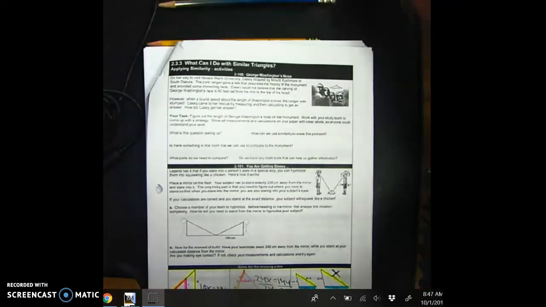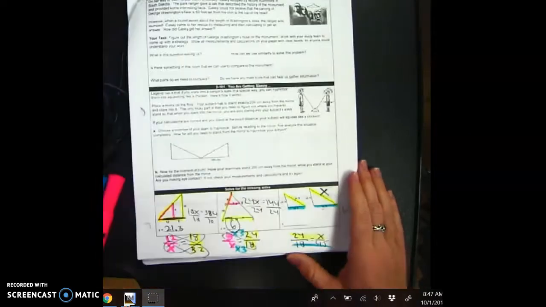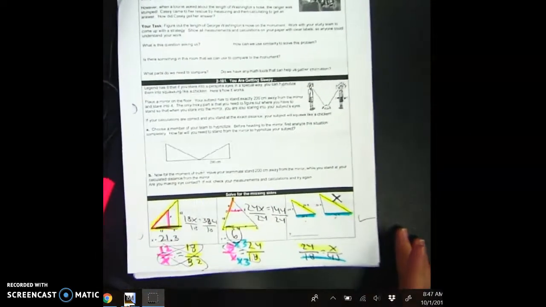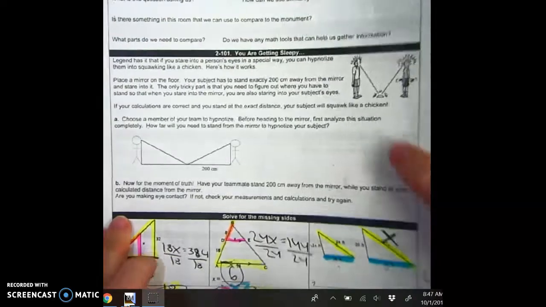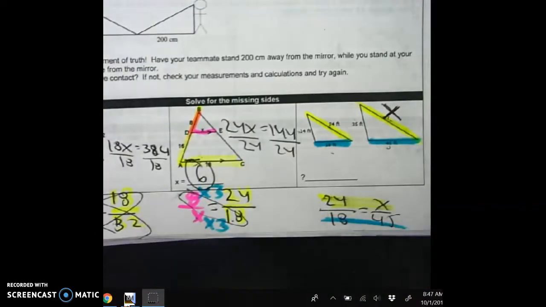So we started this on Monday, but we didn't get a chance to finish it. So let's go to the bottom where we were on our way doing the problem. Okay, so let me zoom in. So we were doing this problem, and we're setting up a proportion. So let me get my calculator.